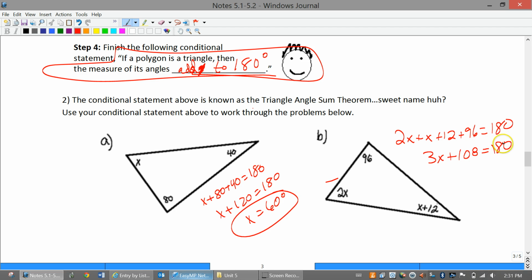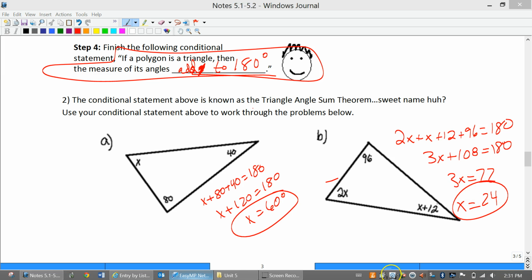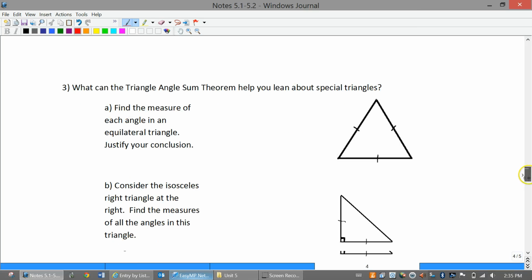108. X is 24. Go. Okay, on the next page, ladies and gentlemen.